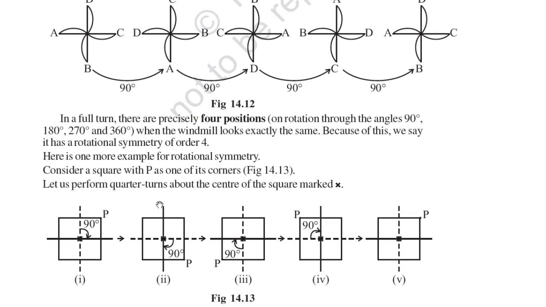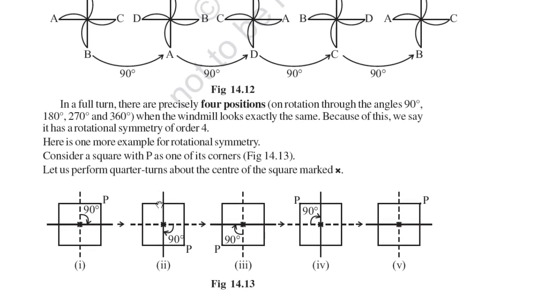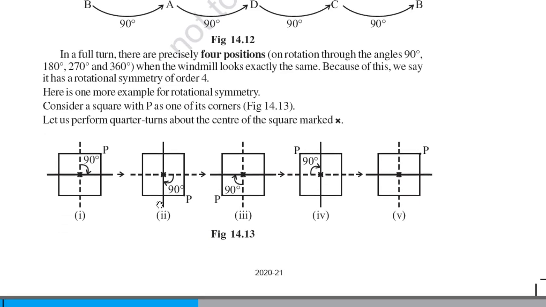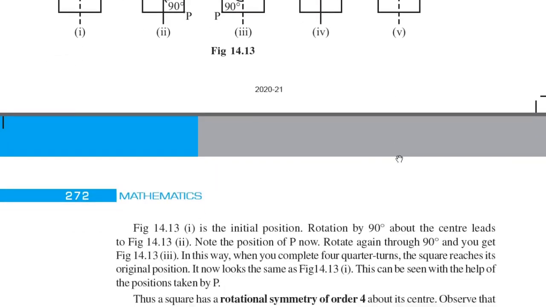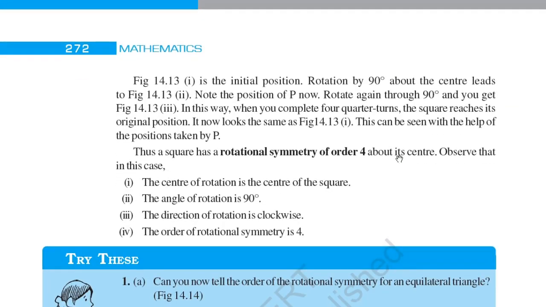Here is one more example for rotational symmetry. Consider a square with P as one of its corners. Let us perform a quarter turn about the center of the square. So you can see when the square is rotated, the P turns here, then P turns here, then in the original position. So it also has a rotational symmetry. Figure 14.3 is the initial position.